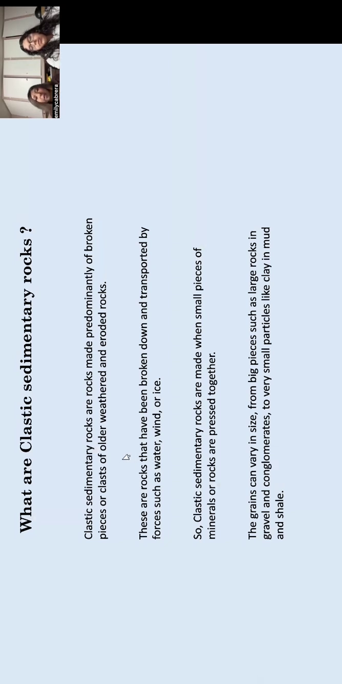And what are clastic sedimentary rocks? So, clastic sedimentary rocks are rocks that are made predominantly of broken pieces or clasts of older, weathered, and eroded rocks. These are rocks that have been broken down and transported by forces such as water, wind, or ice. So, clastic sedimentary rocks are essentially made when small pieces of minerals or rocks are pressed together. The grain can vary in size from pieces such as large rocks, gravel, and conglomerates to very small particles like clay, mud, and shells.